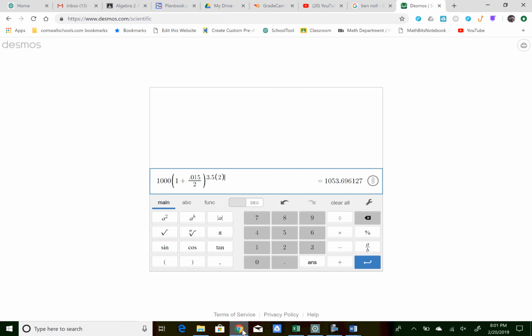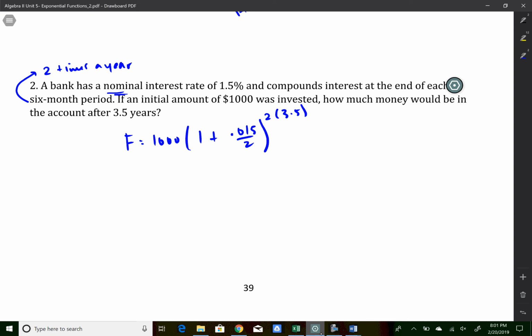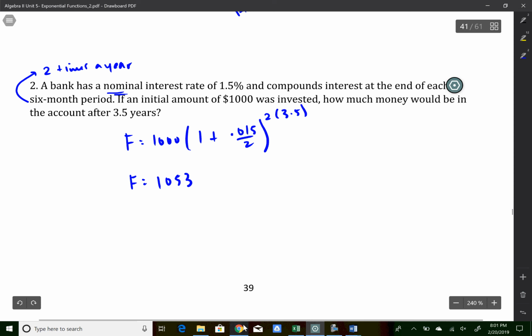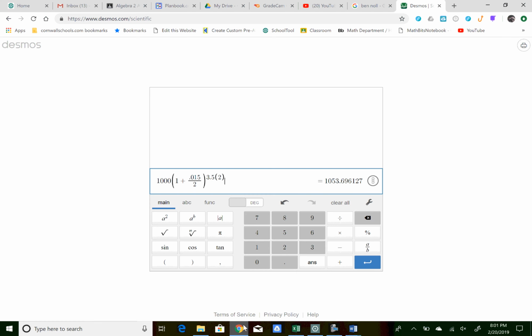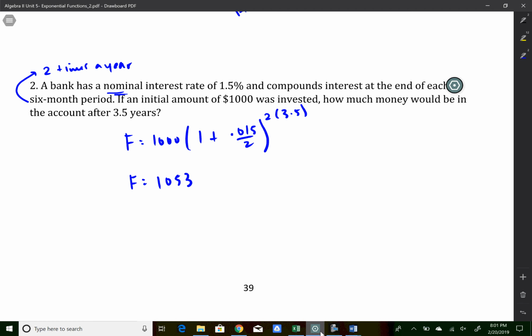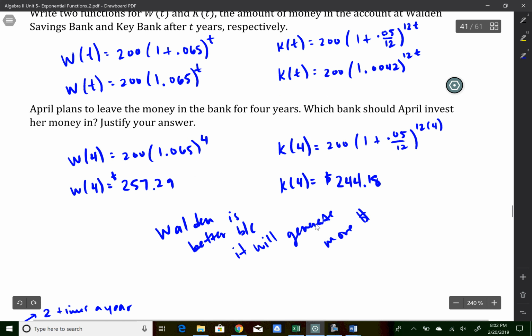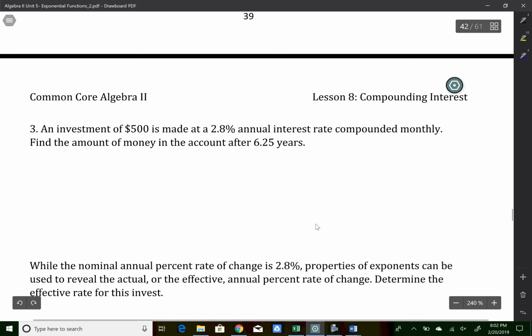So $1,053.70. So the future value here is $1,053.70. Not too bad, right? The big concept here is really just, do you know these formulas and how to use them? That's it, right? Unfortunately, they're not given to you on the Regents, so I'm not going to give them to you in class. All right.